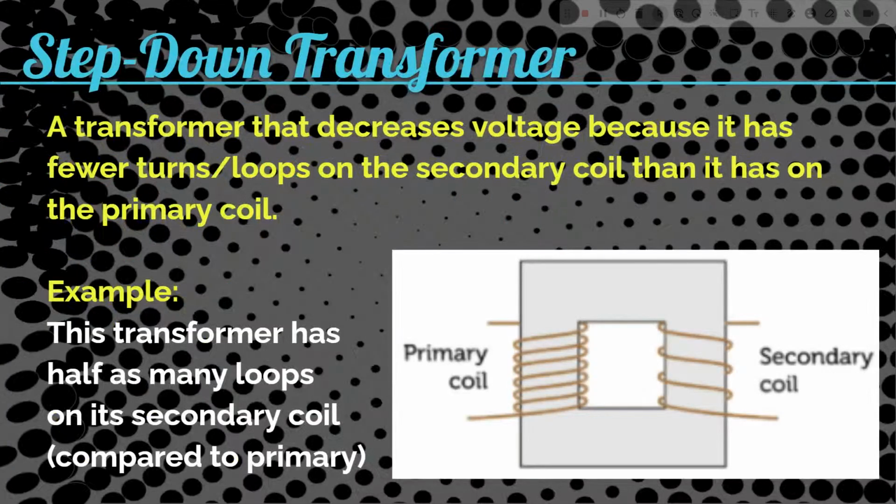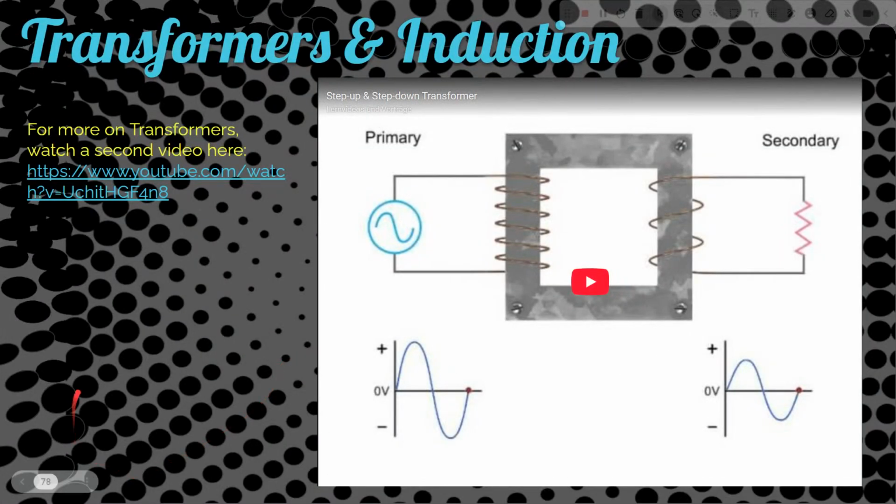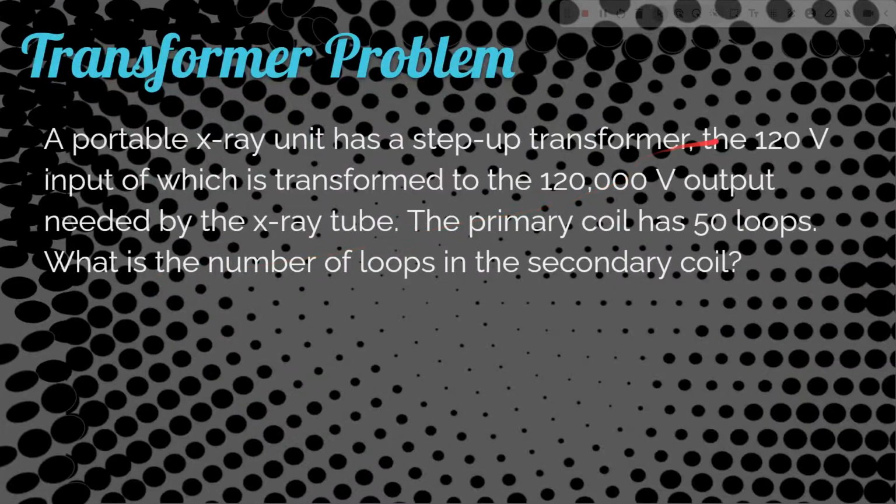A step-down transformer, exactly the opposite. You'll notice this time my secondary coil has half as many loops. So if you were to put in 100 volts this time, you'd get out 50. You'd get out half as much because it has half as many turns of wire. There's a video here if you want to watch it on slide 78, but we don't have time to watch this one, but it goes over transformers in more detail. You're welcome to open it up on your own. But this is what the math problems might look like.